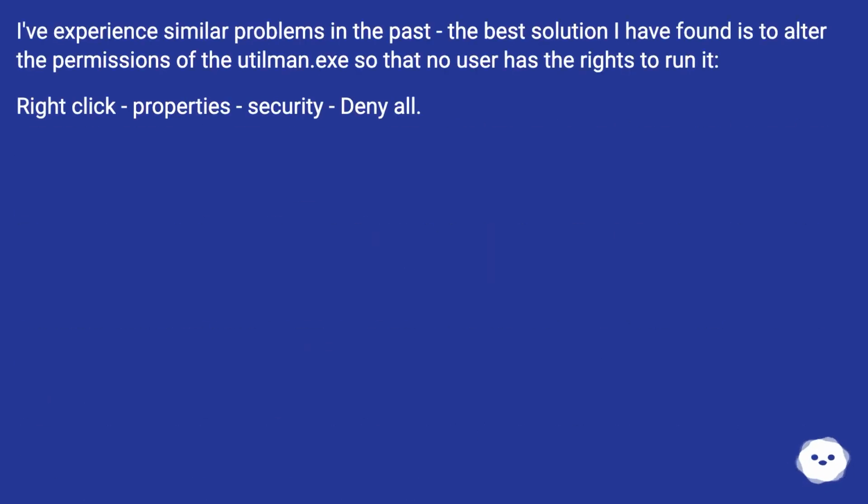I've experienced similar problems in the past. The best solution I have found is to alter the permissions of utilman.exe so that no user has the rights to run it. Right-click, Properties, Security, Deny.